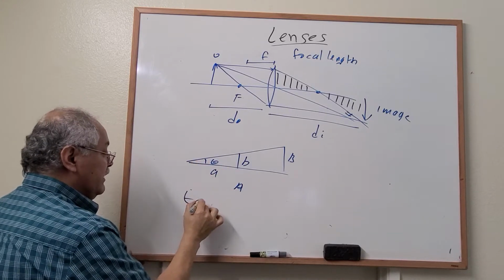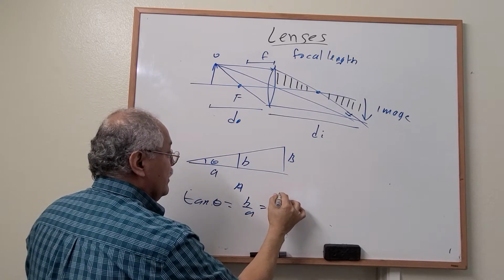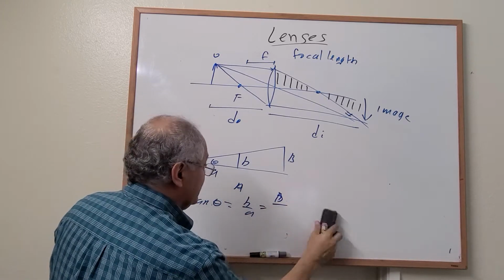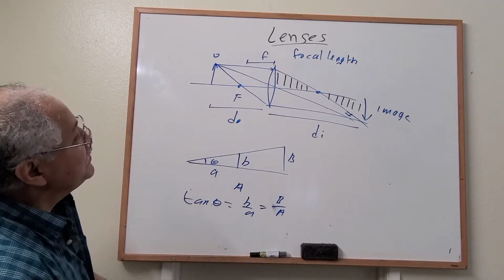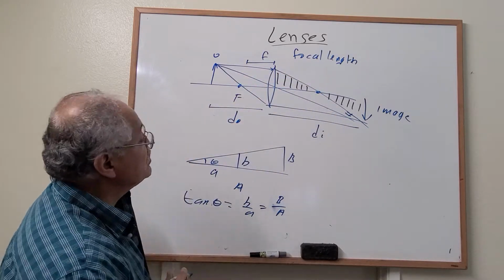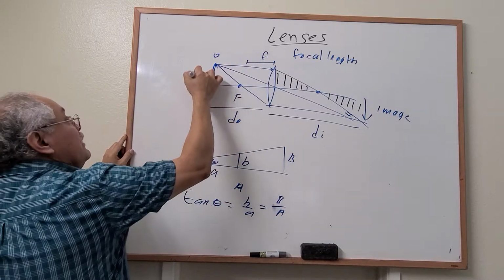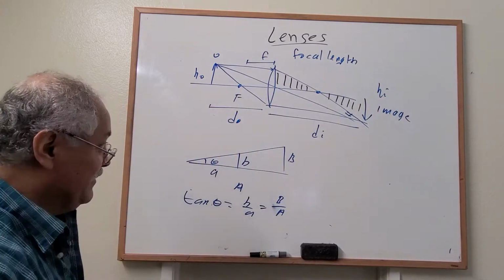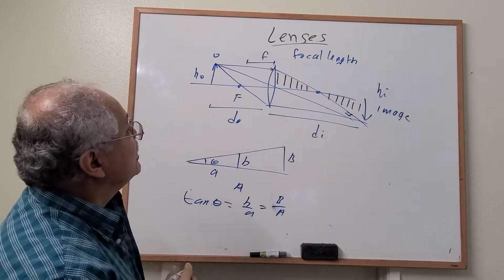So if we use tangent, tangent theta is equal to what? b over a, and also B over A. Perfect. So let's do the same thing for these two triangles. These are similar triangles, they have the same angle, and so on, similar to this one. Now what is this height? Let's call it HO, the height of the object, and this one is HI, the height of the image. Okay, perfect. Now let's create similar triangles. So what do we have?